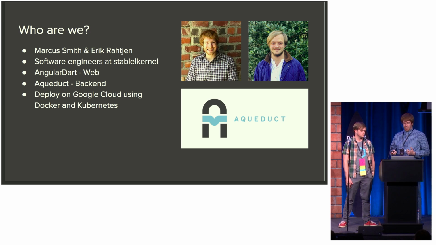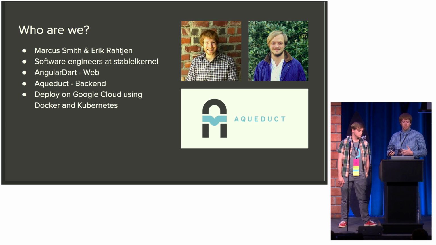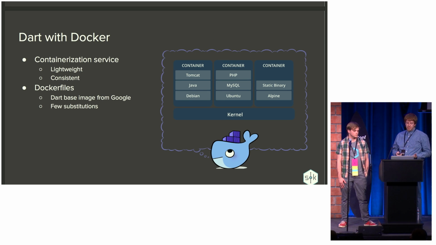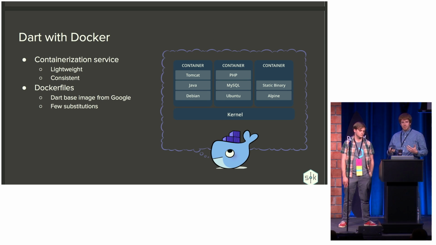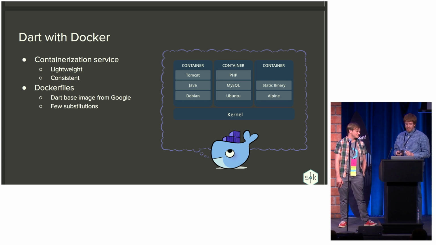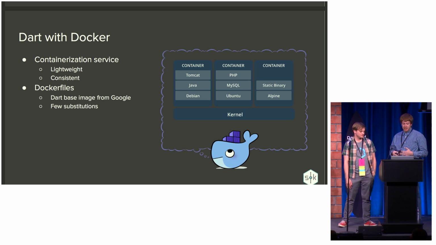And we're here today to go over briefly how we are deploying these full-stack Dart applications on Google Cloud using Docker and Kubernetes. So Docker, if you're not familiar with it, is a containerization service. It's a lightweight way of packaging up your code and all of its dependencies in a way that can be consistently run on any kind of machine. So you don't need to worry if it's Linux or Windows or Mac or anything else.